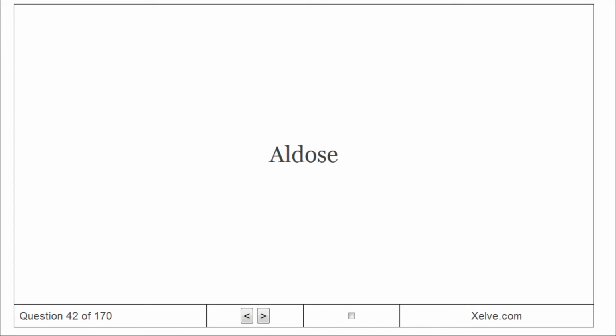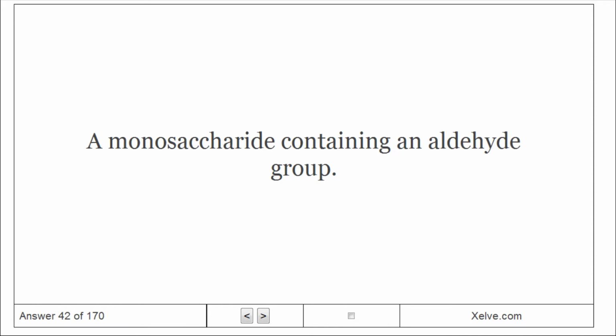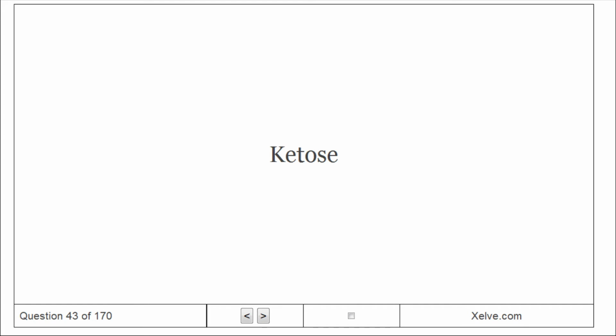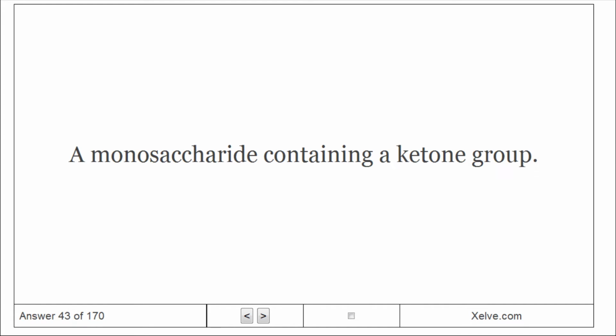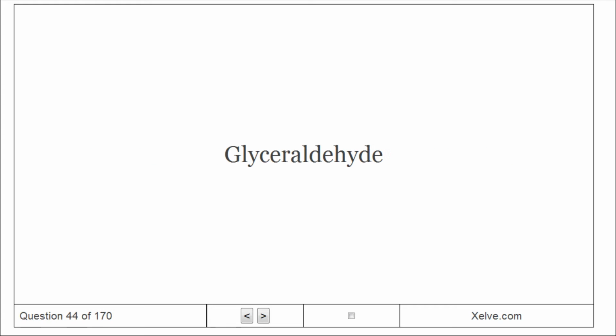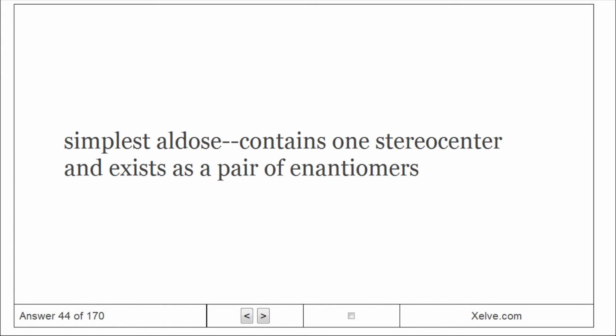Aldose. A monosaccharide containing an aldehyde group. Ketose. A monosaccharide containing a ketone group. Glyceraldehyde. Simplest aldose, contains one stereocenter and exists as a pair of enantiomers.